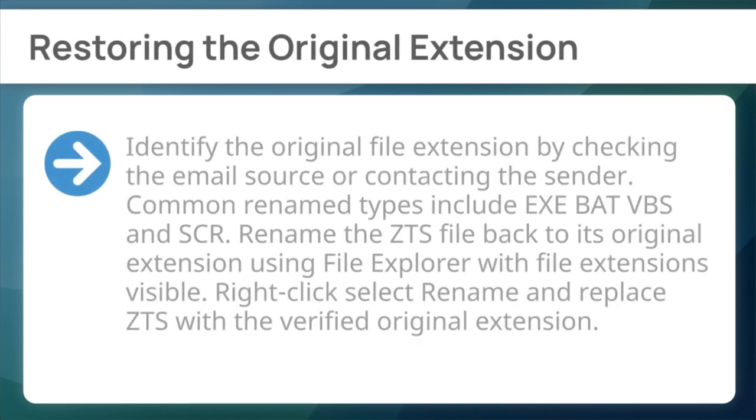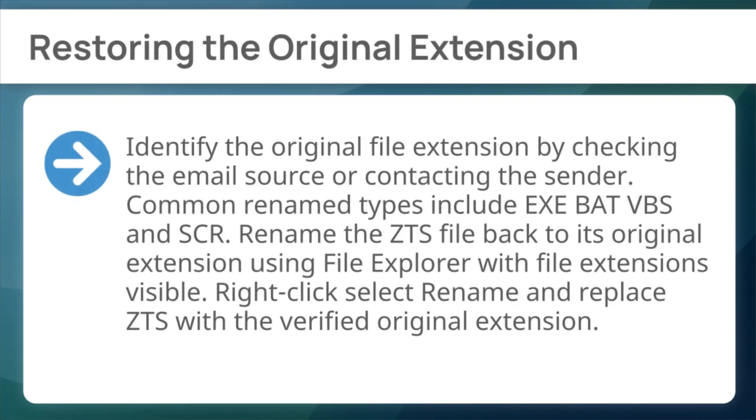Next, restoring the original extension. Identify the original file extension by checking the email source or contacting the sender. Common rename types include EXE, BAT, VBS, and SCR. Rename the ZTS file back to its original extension using File Explorer with file extensions visible. Right-click, select Rename, and replace ZTS with the verified original extension.